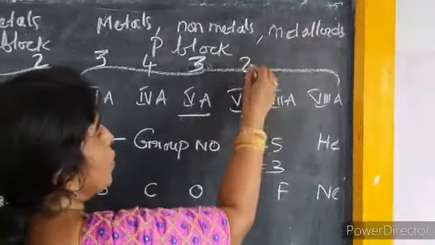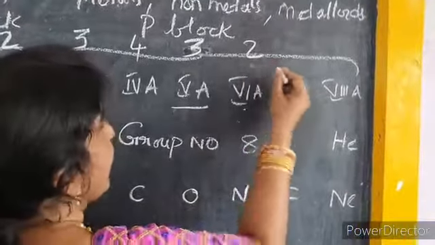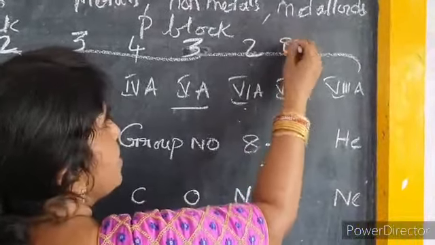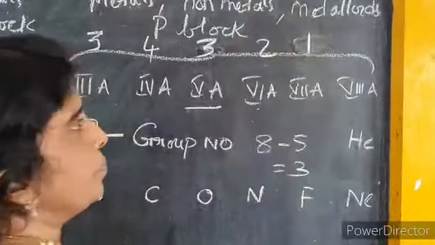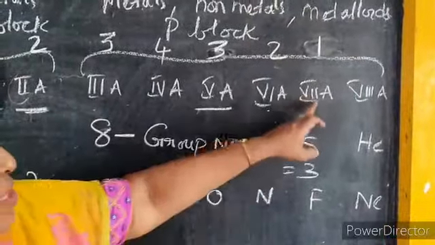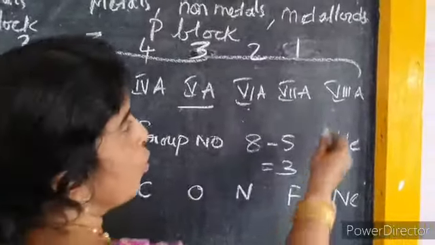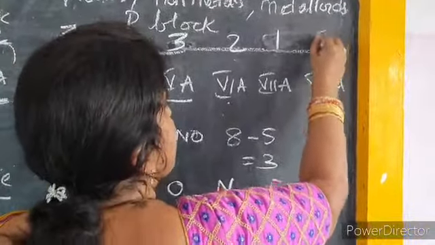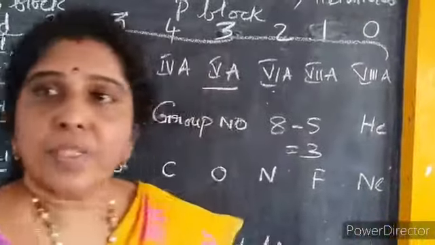Then 8 minus 6. So 2. 2 is the valency of 6th A group. Then 7A. 8 minus 7. So what is the valency, 8 minus 7? It is 1. So 1 is the valency of 7A group. And the last group, 8A. 8 minus 8, 0. Therefore 0 is the valency of the 8th group.